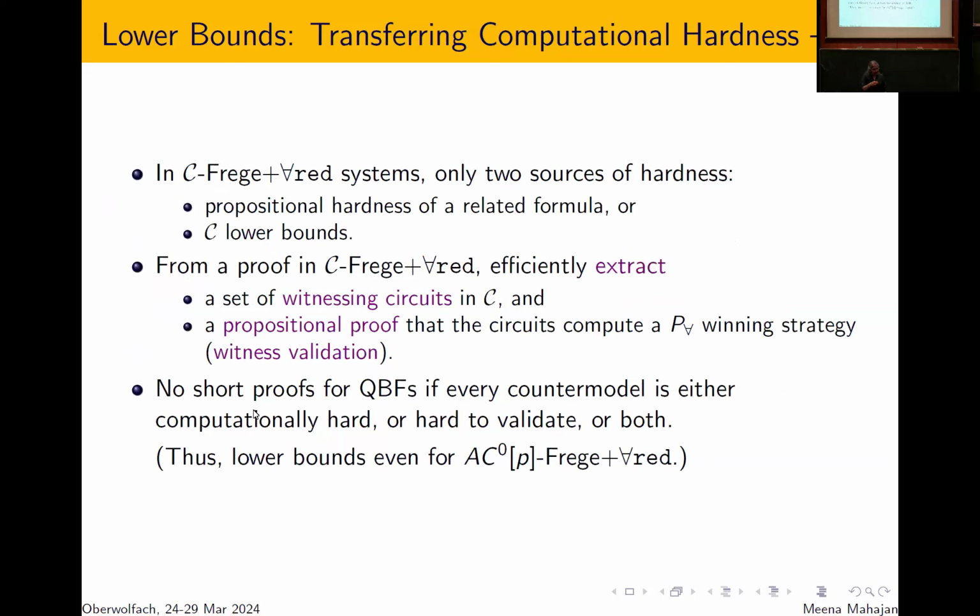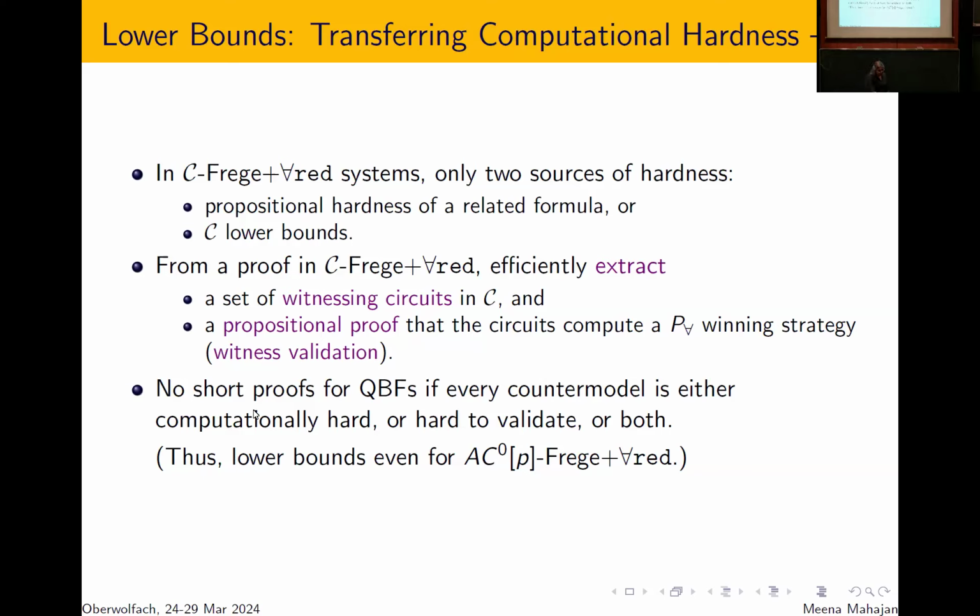So in fact, using this, this is something that was shown some years ago, that in Frege style systems, Frege plus universal reduction, there are only two sources of hardness. Either there is an embedded propositional hardness, which goes away the moment you give an oracle, or there is a circuit lower bound. So computational hardness is the only way in which something could be hard for a Frege system. It turns out that something very similar to this also holds for other systems.